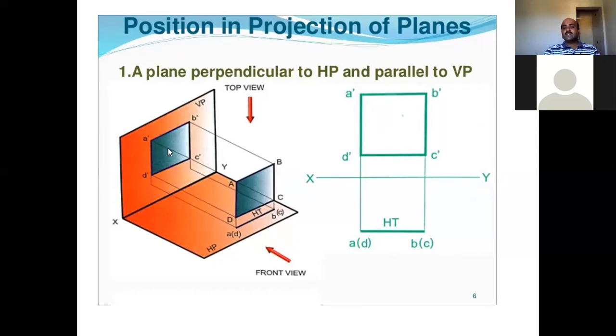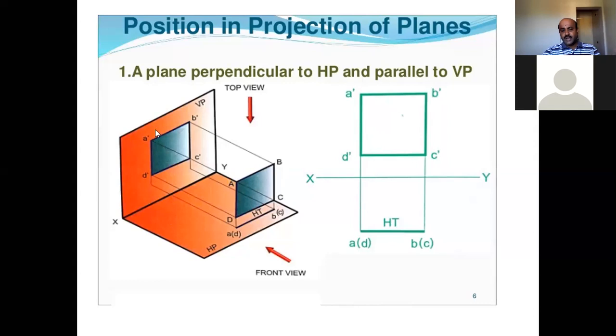In such cases, the true shape of a lamina or plane can be seen in the front view. This is what I was talking about in the class when we discussed the projection of straight lines. An object which is parallel to the plane will give you a true shape and a true size. The same concept applies here also. Here, the true shape is obtained on the vertical plane because the plane is parallel to VP.